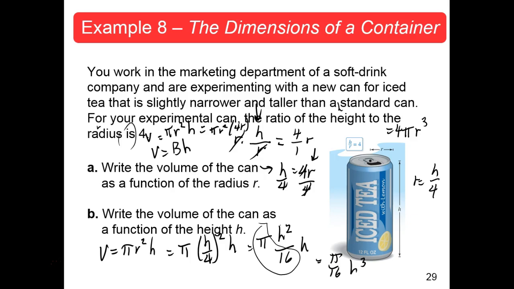The key is, whatever you're trying to get the function of, what you want to be the independent variable, get the other variable, H in this case, in terms of that R, or get the R in terms of the H. You need it in terms of the variable you're going for, so that when you plug it in, you lose the H up here, you lose the R down here. So you solve for the H, solve for the R. Make sense? Any questions?